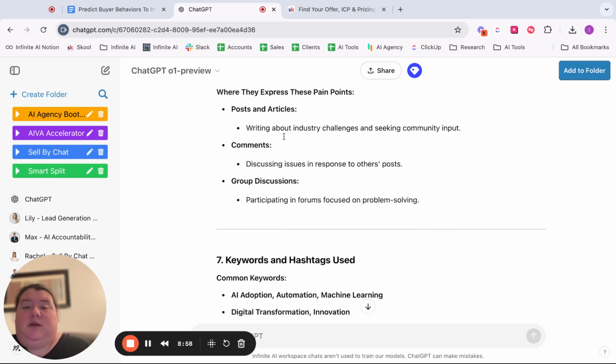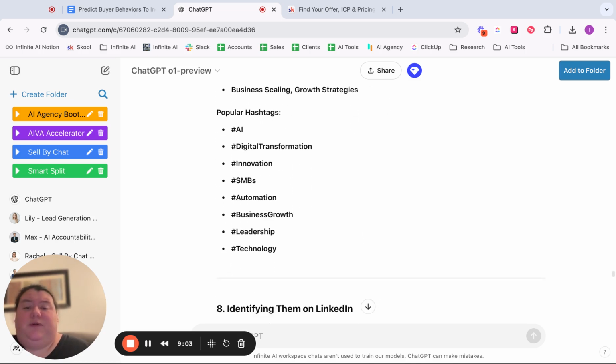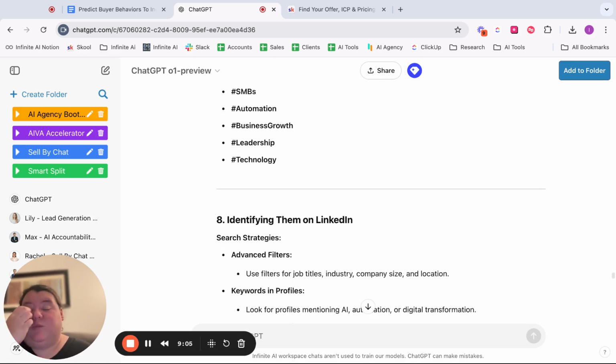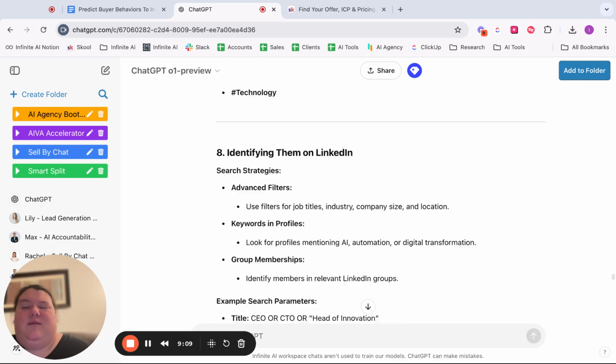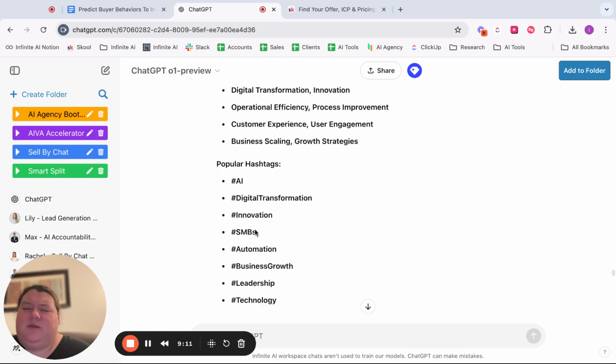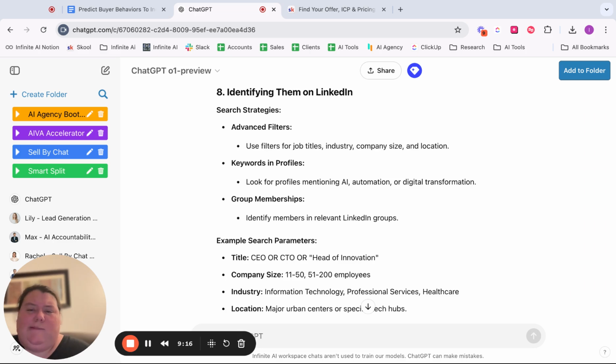So let's see, keywords and hashtags used, popular hashtags. Again, take those with a grain of salt. It's probably accurate, but also probably a hallucination. And also LinkedIn's not using hashtags anymore, I believe. They're moving away from that. So, okay.